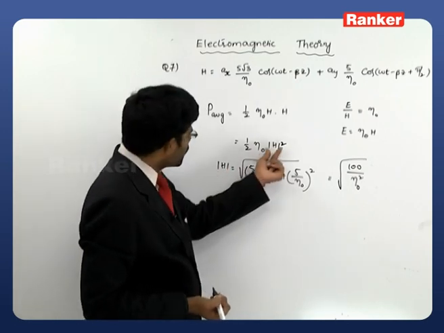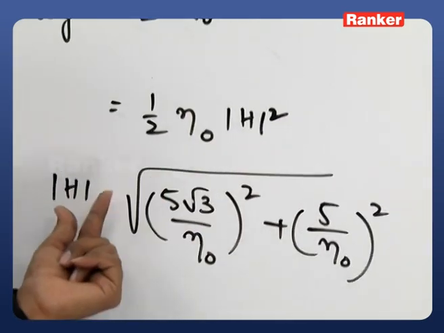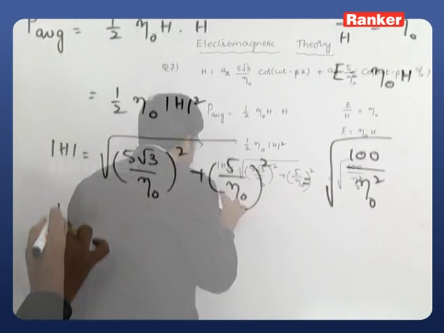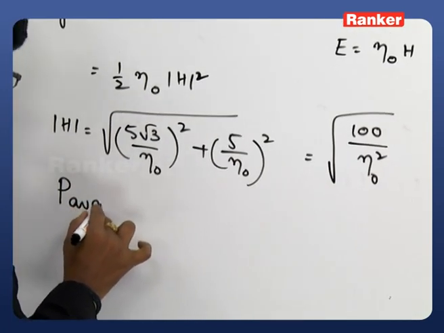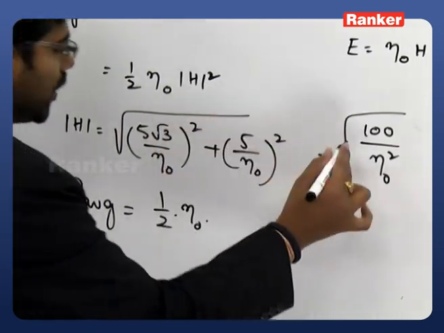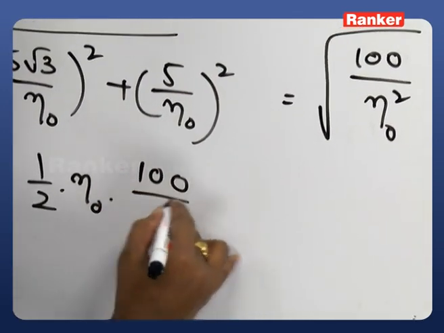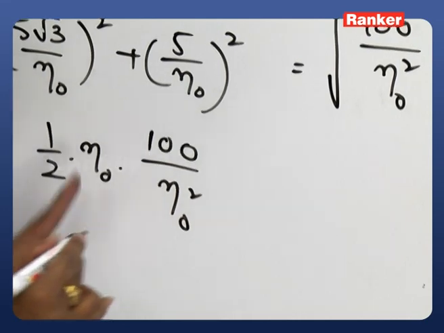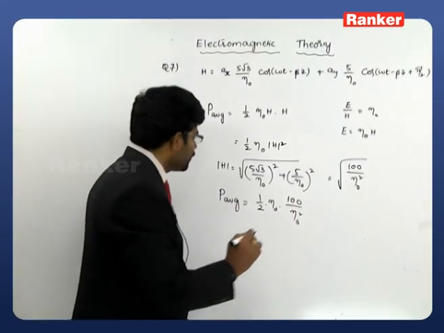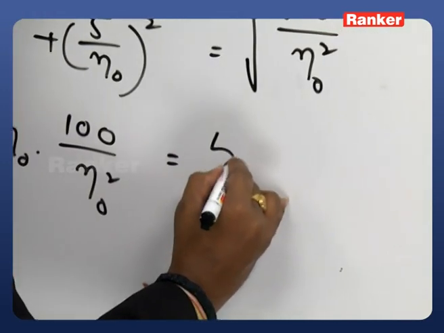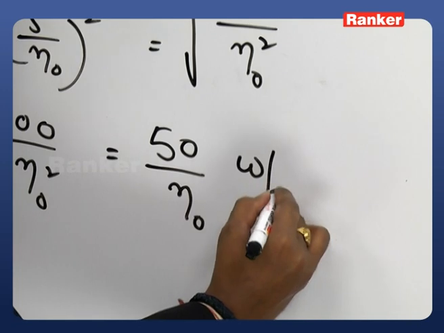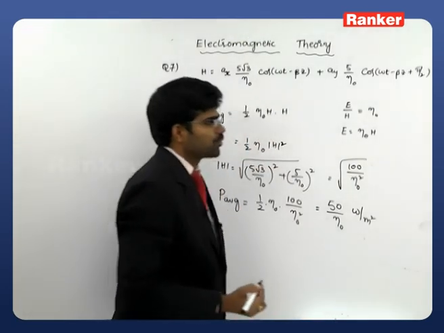Now substitute this magnitude of H here. So H square directly can be written as 100 by eta naught square. Therefore the average power is equal to 1 by 2 eta naught multiplied with H square. H square is 100 divided by eta naught square, so eta naught will be cancelled, and 1 eta naught remains. 2 will be cancelled for 50 times. Then simply it is 50 divided by eta naught, and the units are clearly watt per meter square.